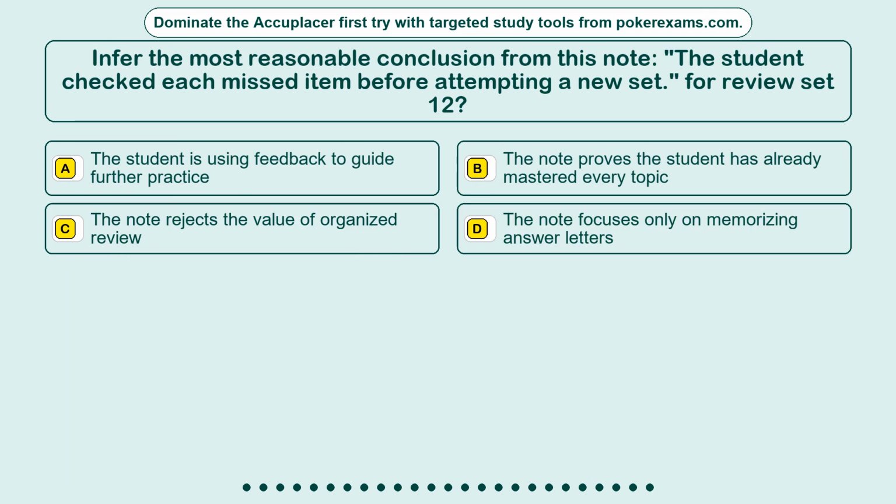Question 14. Infer the most reasonable conclusion from this note. The student checked each missed item before attempting a new set. For review set 12. Option A. The student is using feedback to guide further practice. Option B. The note proves the student has already mastered every topic. Option C. The note rejects the value of organized review. Option D. The note focuses only on memorizing answer letters.